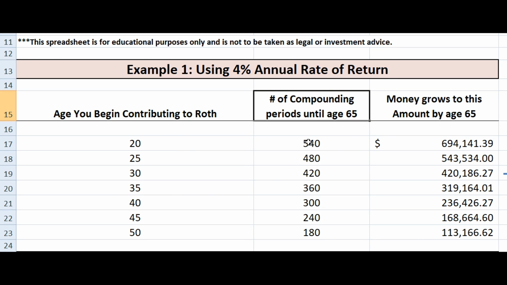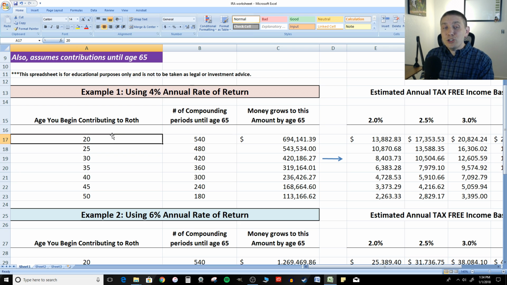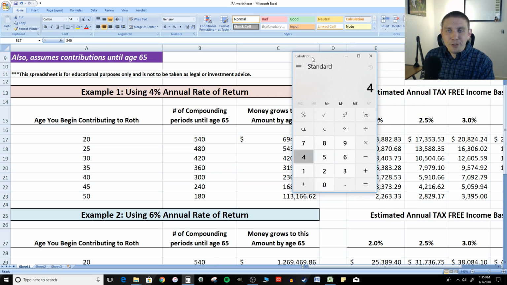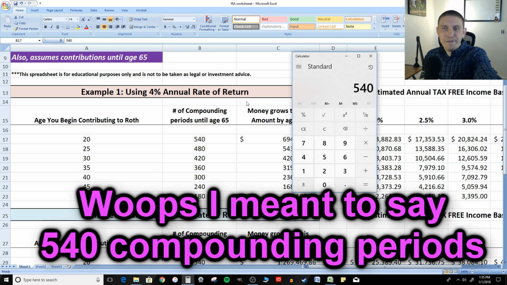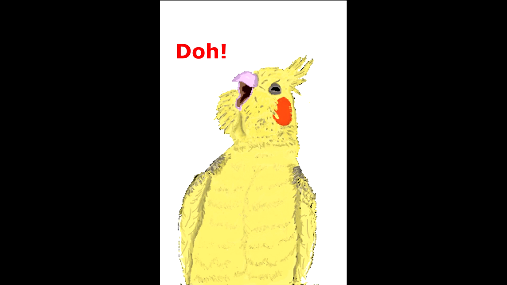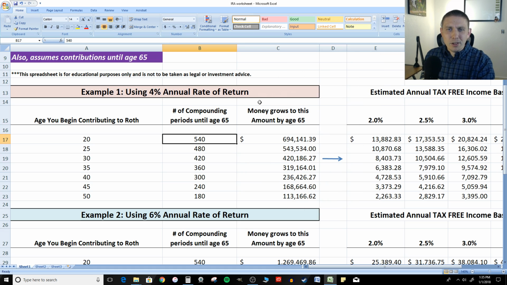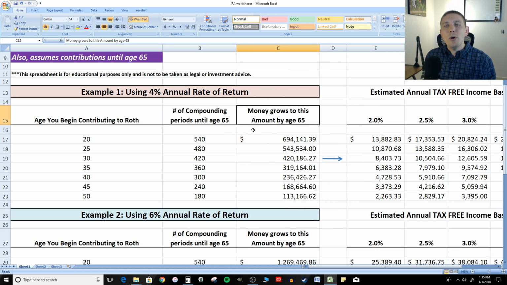What this second column here is, is the number of compounding periods until age 65. If you started at age 20 and you contribute to age 65, that's 45 years, right? Well, if we pull up our little calculator and we do 45 times 12, there's 540 compounding periods. So that's where that's coming from, just so you guys know how that math works. Then this third column right here is going to show you how much money that would grow into had that person gotten an average return the whole time of 4% on average.